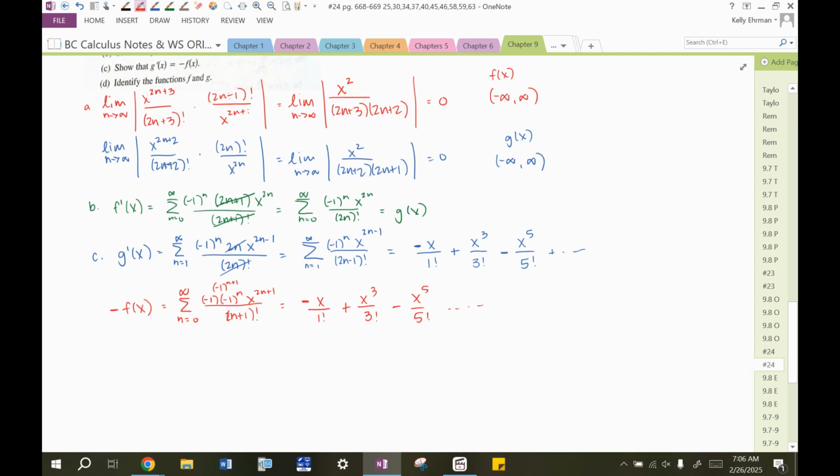Okay, and then D, identify functions f and g. So f of x is the Maclaurin series for sine x. It's all of the odd powers of x, and g of x is the Maclaurin series for cosine x.